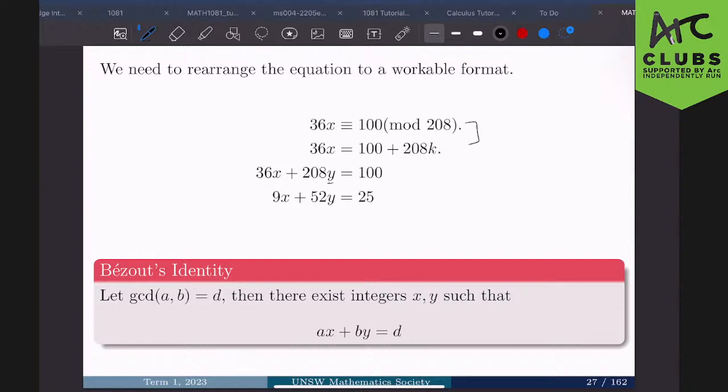So we know it will work in this case because if, say, we apply Bezout's identity to this, we know that the GCD of 36 and 208 equals 4, which means that there will be integers that will satisfy the equation 36x + 208y = 4. And then we can just multiply everything by 25 and then you will get 100. So that's the process that we're going to be working through.